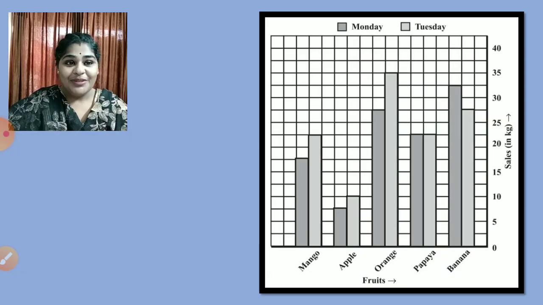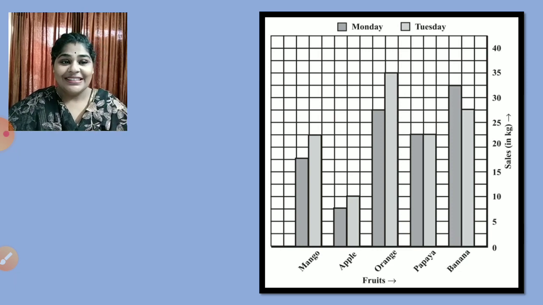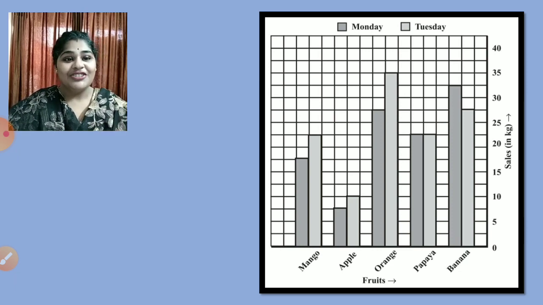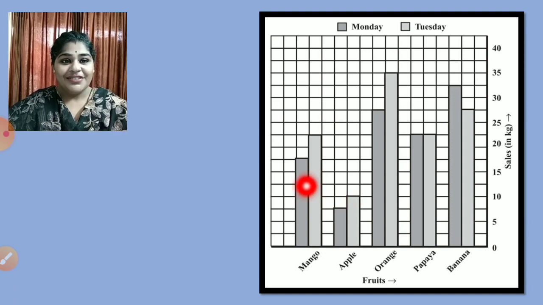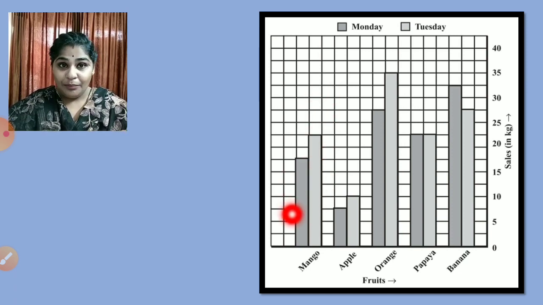So here once again there is an example of a bar graph, but the difference you can see is that it is a double bar graph, right children? There are 2 bars you can see. One is darker shaded and the other one is light shade, right? So the dark shade bars tell us about the data on Monday, and the light shade bars tell us about the data on Tuesday, which is represented over here on the top, right?